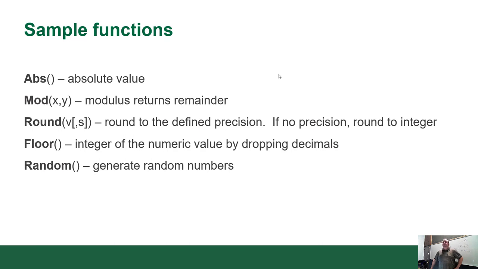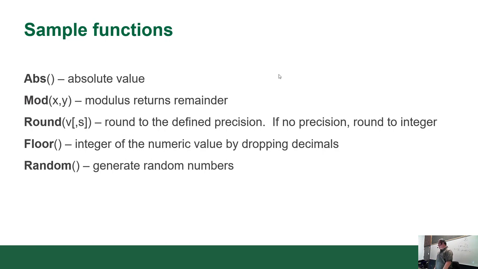Floor. Floor gives you the whole number without decimal places. It's basically truncating a number. There's also one called ceiling, which basically takes, if it's 2.1, it becomes 3. Ceiling rounds up. Floor rounds down. If floor is the bottom, the ceiling is the top. It's verbose. He wants you to use all the words. And then there's random. It generates a random number between 0 and 1. By that I mean it'll generate a float between 0 and 1.